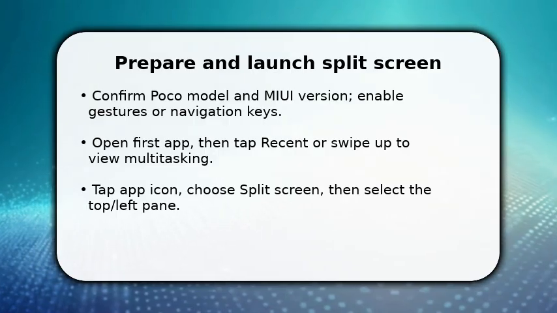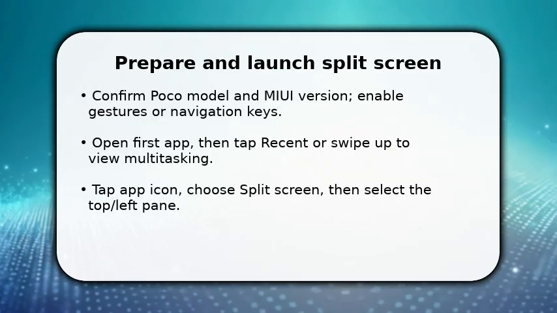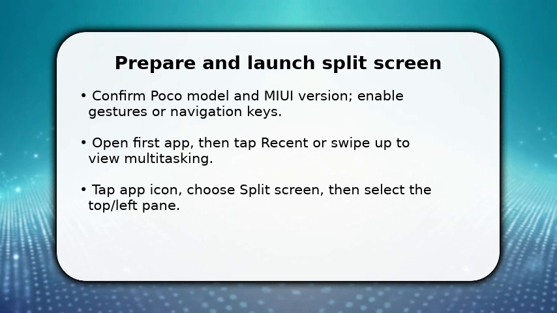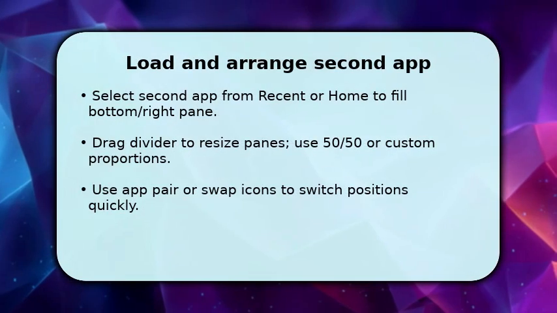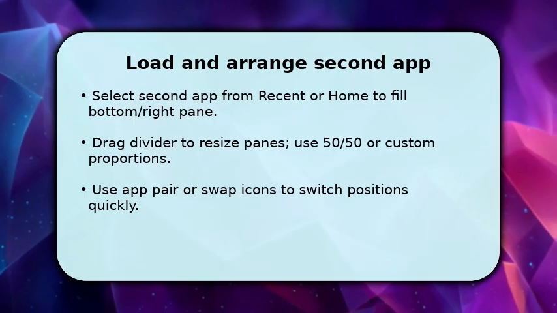Next, tap the app's icon in recent and choose split screen, which anchors it to the top or left pane so you can pick the second app. Once the first app is anchored, select the second app from Recent, Home, or the app drawer to occupy the other pane. This creates two concurrent windows.